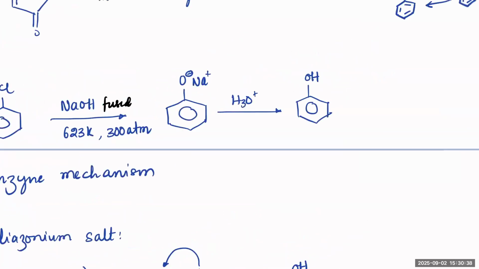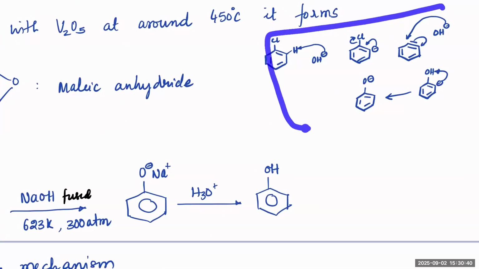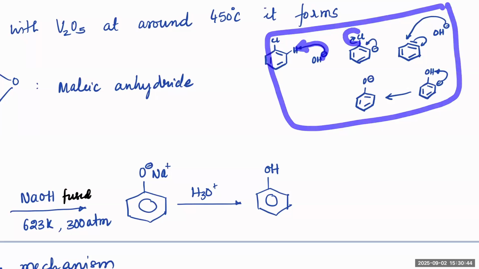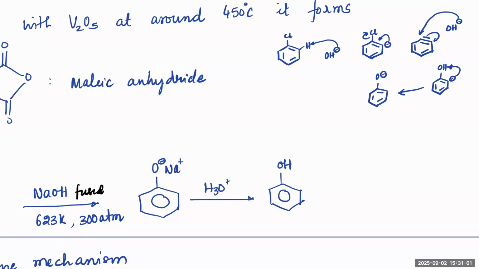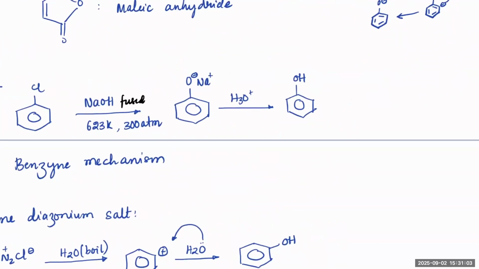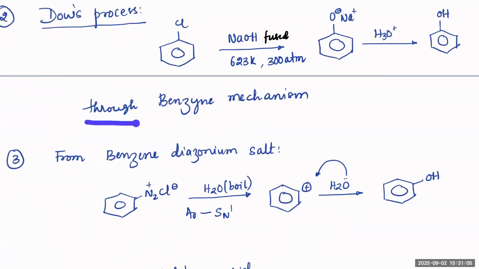The mechanism is this one, where the OH minus will take H plus, remove chlorine, and you will get benzyne. Can you see this benzyne? It has a pi bond outside the benzene ring, correct? This is an intermediate. Again, on that intermediate, OH minus will attack, O minus will come, that O minus will internally take H plus, and you will get the phenoxide ion. This is called the benzyne mechanism. So this happens through the benzyne mechanism.